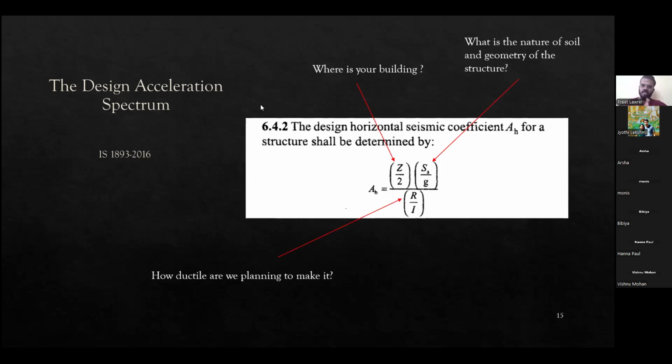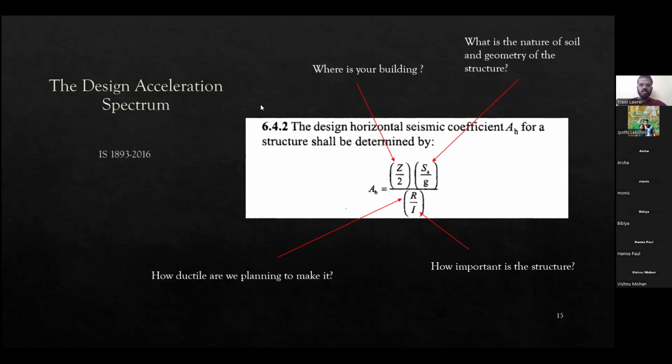Then the response reduction factor, which is determined by how ductile we are planning to make the structure. And finally, we have the importance factor, or how important we want the structure to be. Based on all these parameters, we get the value of the horizontal seismic coefficient AH. And this value is actually a value in force. It is the base shear force. That force is used to design the building, analyze the building manually or using software. This is actually the result of all these key elements that come into the picture.